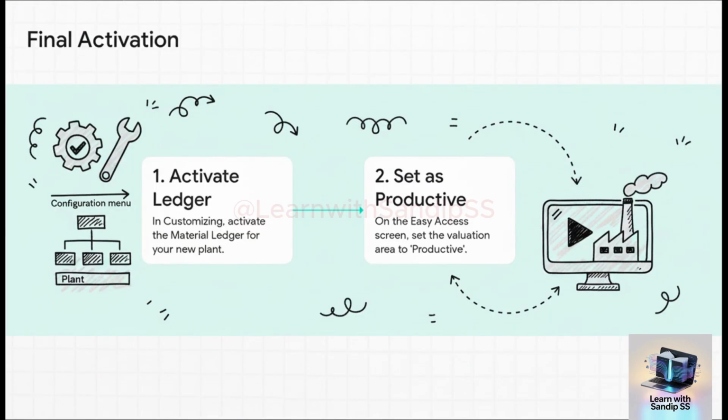So, making this happen boils down to two final non-negotiable steps, and they happen in two different places. First, you go into the configuration, the IMG, and you flip the switch to activate the material ledger for your plant. But you're not done. Second, you have to go to the normal user menu, the easy access screen, and run a special program to set the plant as productive. Only after you've done both is your plant truly ready for business.